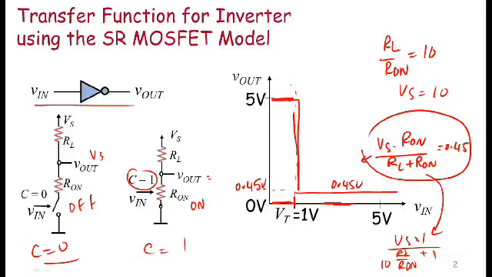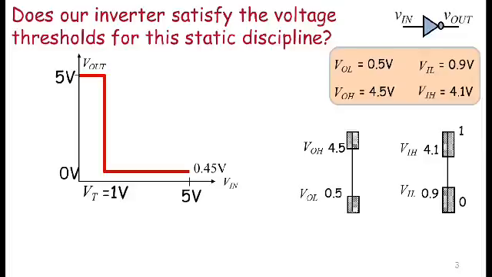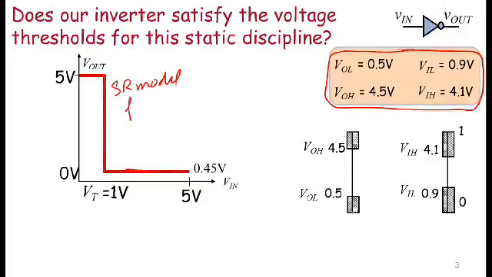The next question to ask ourselves is, does this inverter still satisfy the voltage thresholds we looked at previously for the various static disciplines? We'll just do one example here. You can try out the other examples yourself, but let's do this example here. I've shown you the voltage transfer function on the left-hand side for the inverter with the SR model for the MOSFET. So just to be clear, let me write that down. So this is using the SR model for the MOSFET.